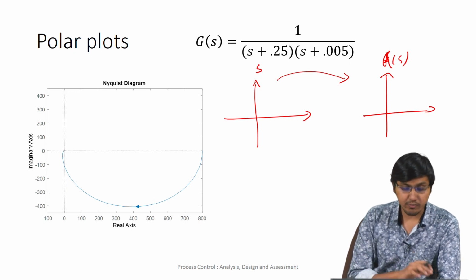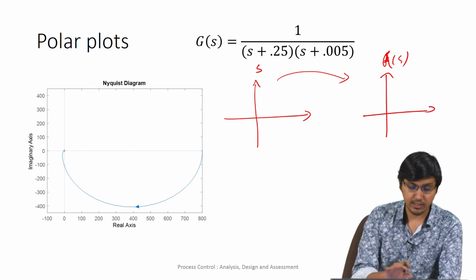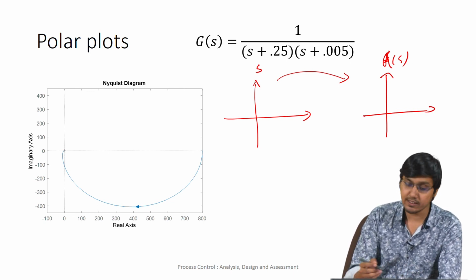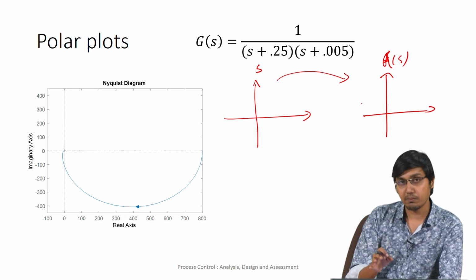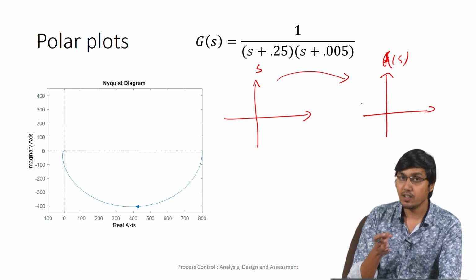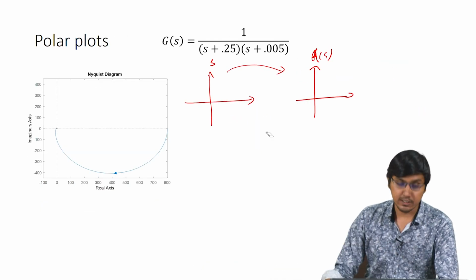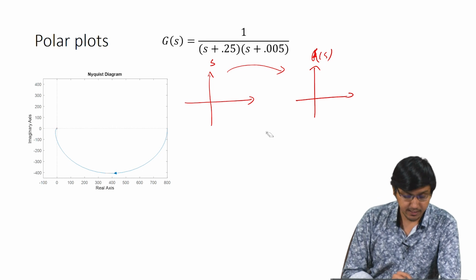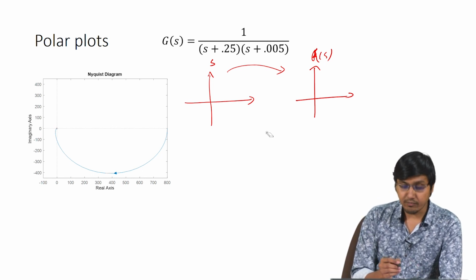One way to understand how this mapping works is to represent things in polar coordinates. This is basically a complex plane. A complex number can be represented both in the rectangular coordinate system as well as the polar coordinate system. So, now we will start looking into how to get these things.